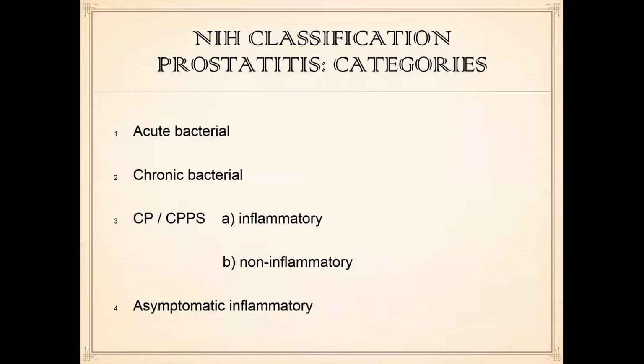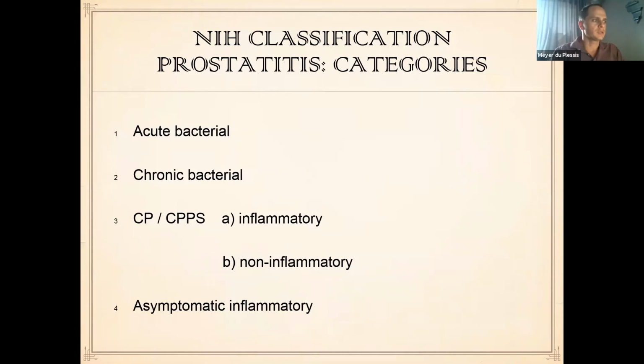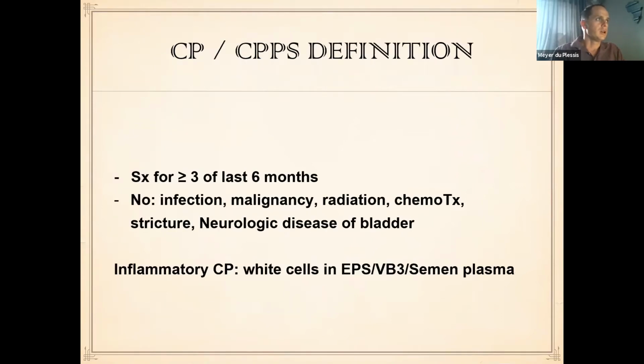So we'll be focusing on the category 3 chronic pelvic pain syndrome, which is divided into inflammatory and non-inflammatory, as just discussed, and there's no real clinical significance between the two. Chronic prostatitis symptoms for 3 months of the last 6 months, and by definition, any infection, malignancy, radiation, chemotherapy, strictures, neurologic disease of the bladder has been excluded.